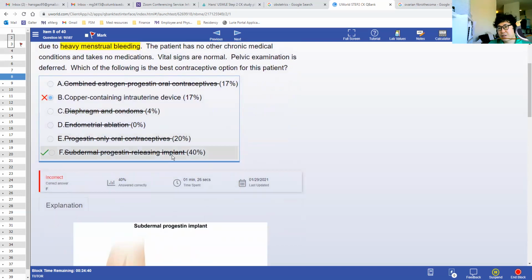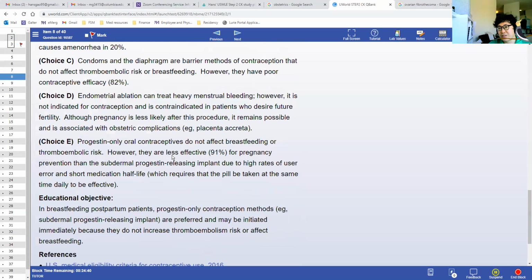All right. So I guess you would do progestin, and the oral contraceptives do not affect breastfeeding or thromboembolic risk. However, they're less effective because of higher risk of user error and short half-life. Yeah, they have to be taken within the same hour every day. All right, so I guess this makes sense.